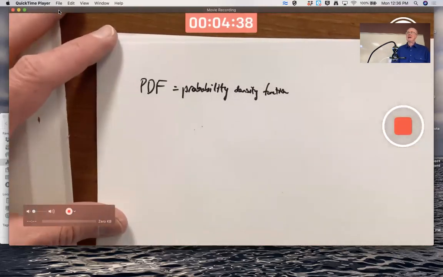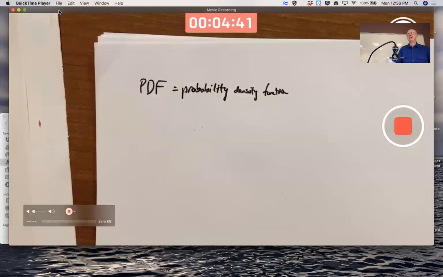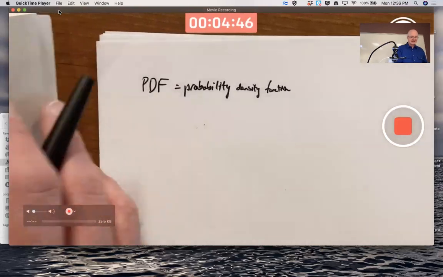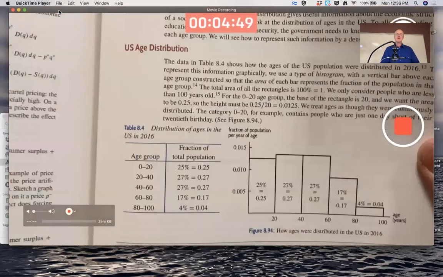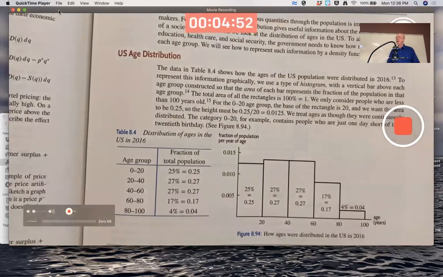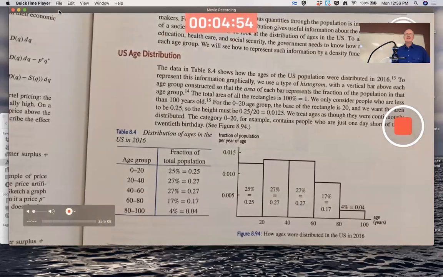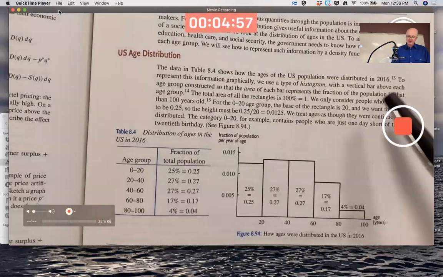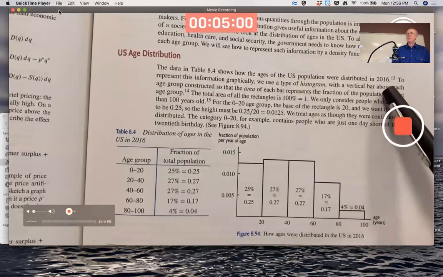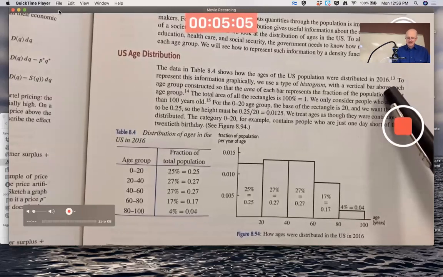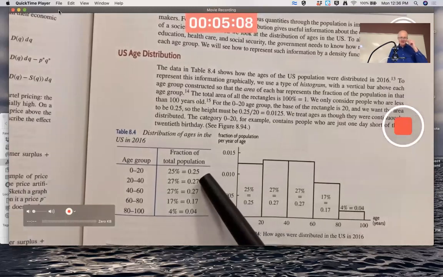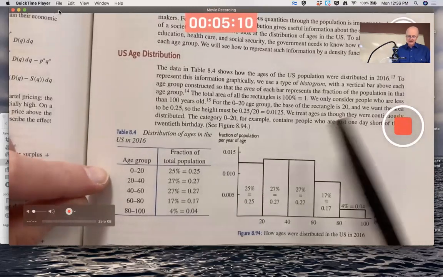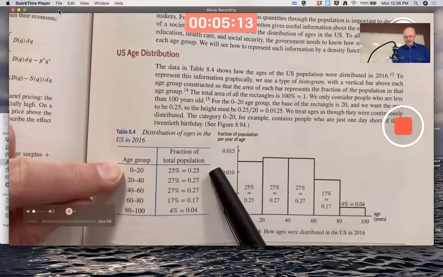Probability density function. And to motivate this, I'm actually going to look at the example in the book. And I very, very highly suggest that you carefully read through this example and study it. I'm going to hit the highlights here. We're looking at something called the US age distribution. Data have been gathered from 2016 in particular about the number of people in different age groups in the country. And based on these data, they were able to figure out that 25% of the population in 2016 was between the ages of 0 and 20, just born, and maybe the second before their 20th birthday.